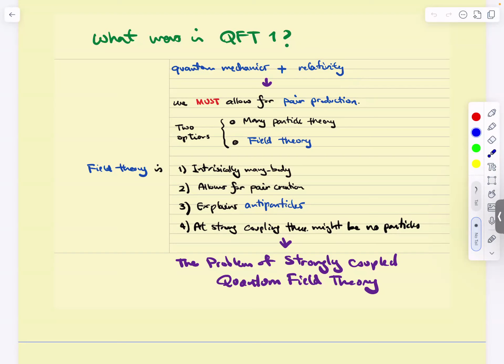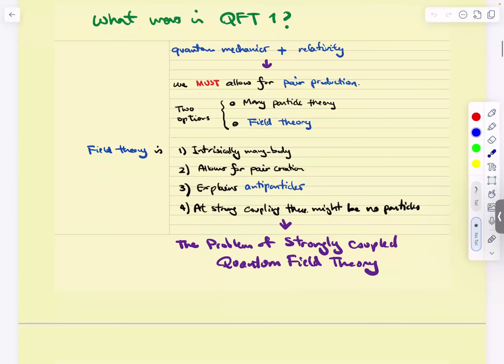And then we said that you could try to cook up a many-particle theory in the language of a Fock space, or you could describe field theory. We saw that field theory has advantages, and at some level it's more fundamental. It's first intrinsically many-body. It allows for pair creation. It explains antiparticles. We saw that at strong coupling there might be no particles, and this is related to the problem of strong coupling in quantum field theory. If there are any questions at any point, just ask.